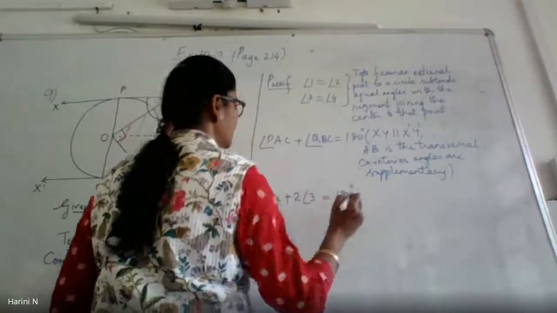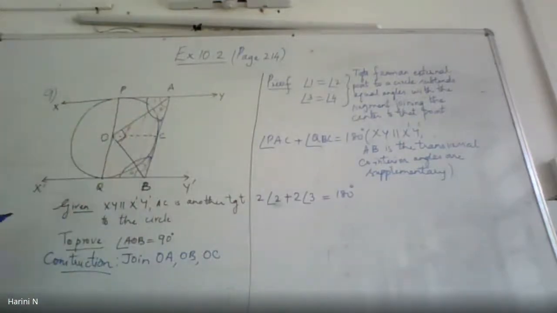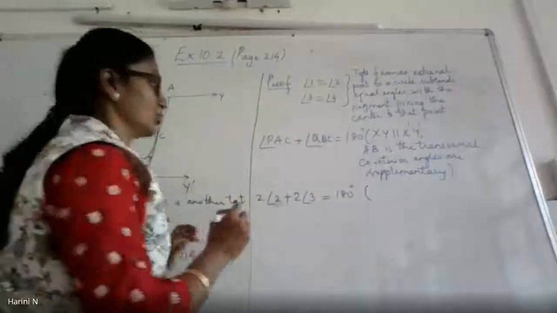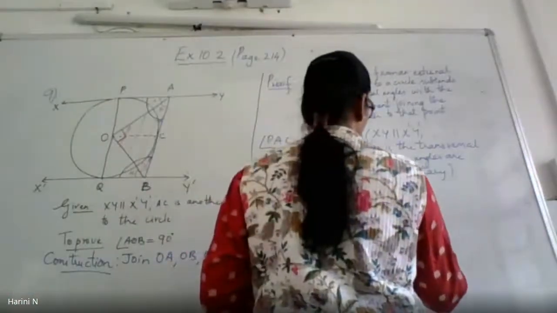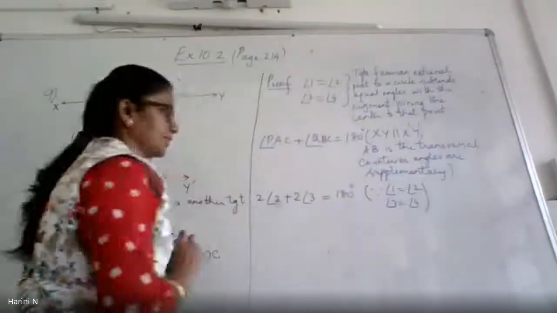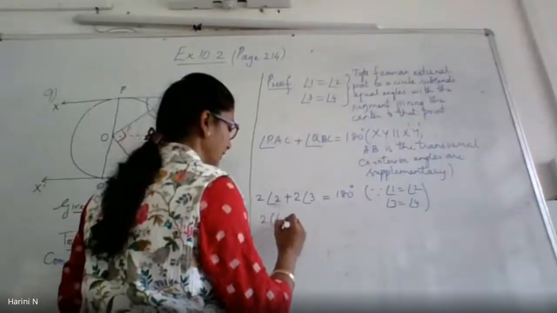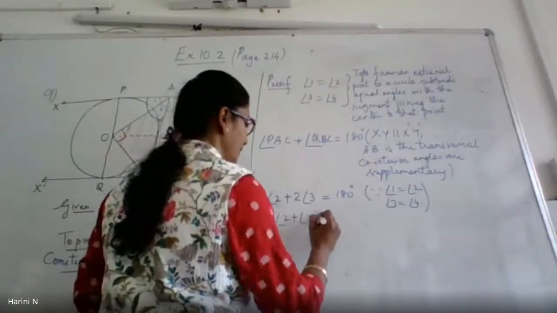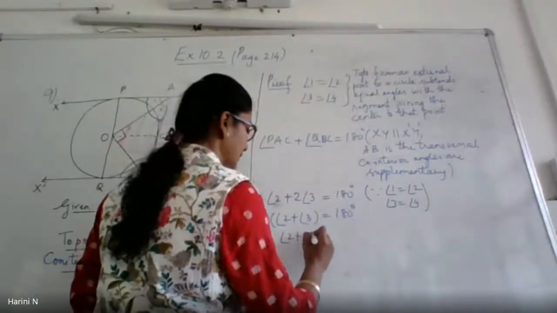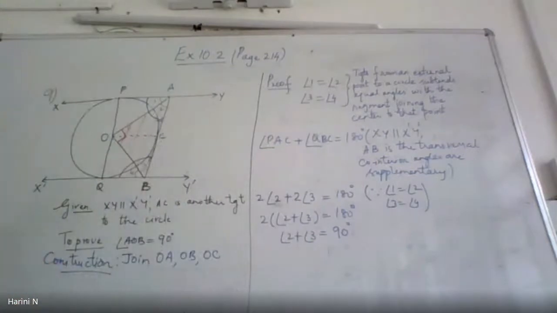You understand how this has come? Because I know angle 1 is equal to angle 2 and angle 3 is equal to angle 4. So instead of writing 1 plus 2, I'll write 2 times angle 2. This is the reason for it. Now this 2 is a common factor, so I can say 2 times angle 2 plus angle 3 has become 180 degrees, which means angle 2 plus angle 3 will become 180 by 2, which is 90 degrees.